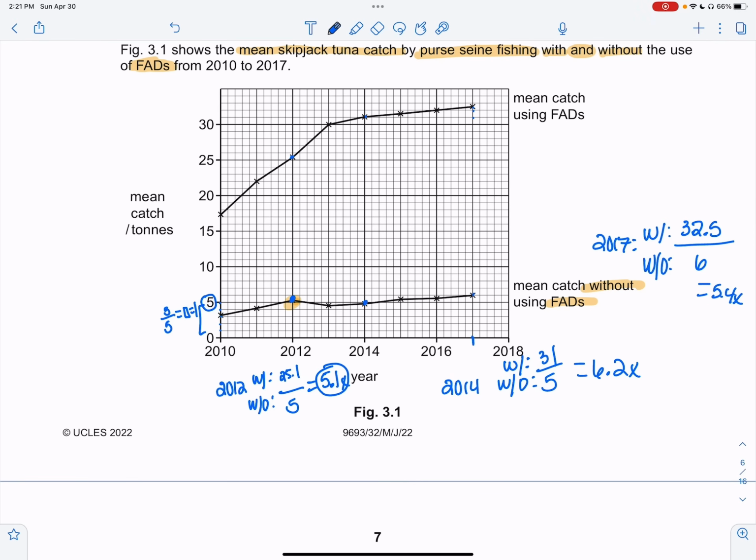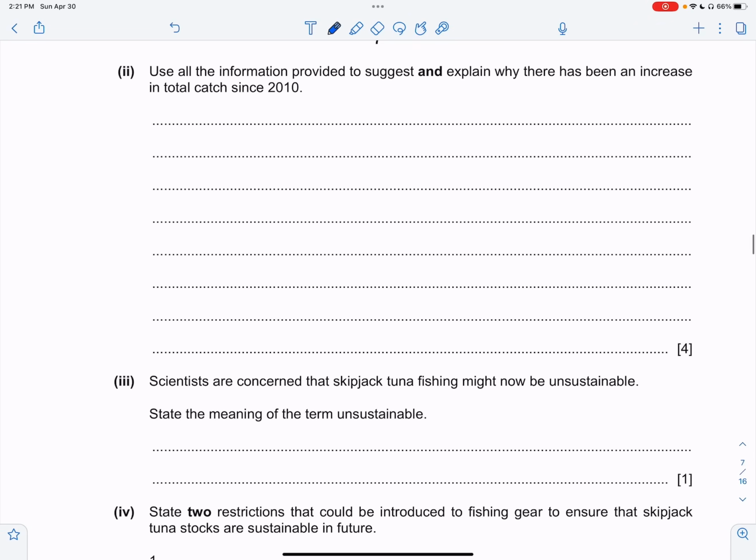So it seems to be greater than 5 times the amount of catch. If you were just using, or without using an FAD, compared to not using it, you get about 5 times the amount of catch. So 6.2, 5.4, 5.1.